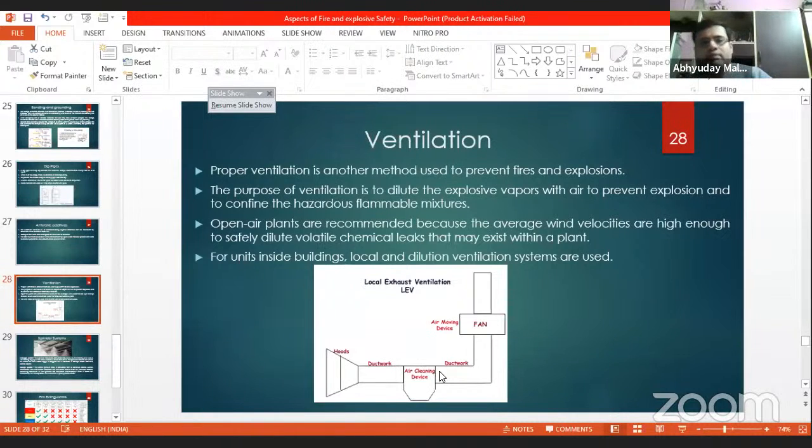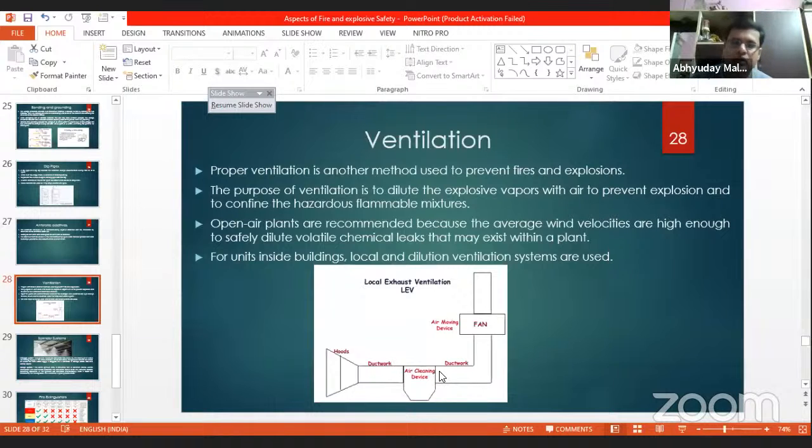Open air plants are recommended because the wind velocities are high enough so that they carry away or dilute any volatile chemical leaks that may happen within a plant. You cannot see a chemical vapor leaking. You may have ethylene or propylene or propane vapors accumulated in the space inside a vessel or inside a building, but you cannot see it. Now, if it is exposed to atmosphere, the flowing wind can carry these leaked vapors out from that place and does not allow these vapors to accumulate at one place, so that the concentration of these vapors cannot fall into the flammability region.